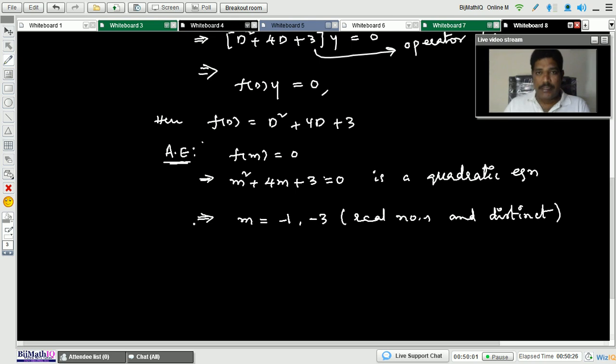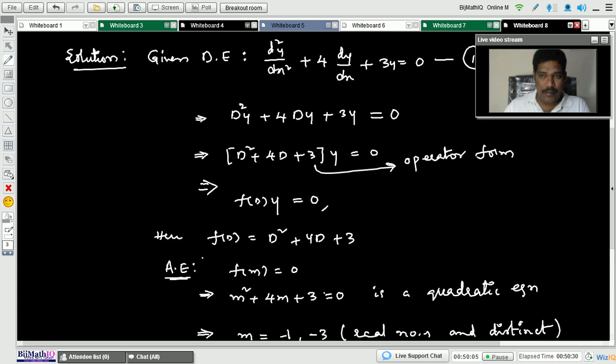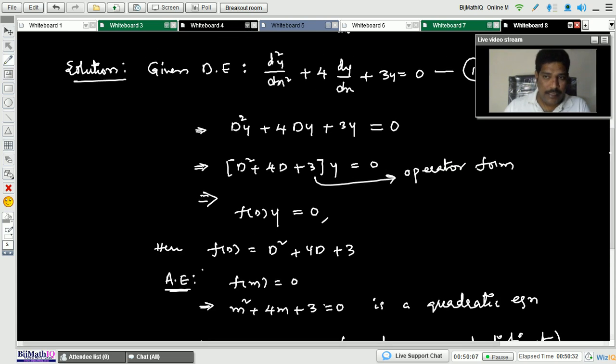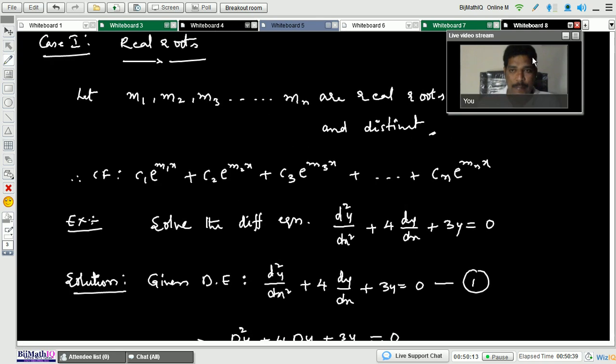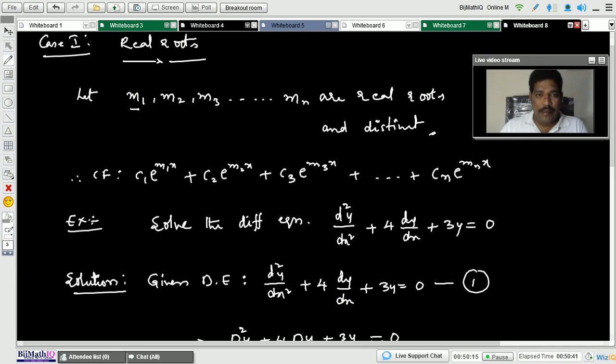Okay, so the two roots. By comparing to our problem here, in general we said n roots: m1, m2, m3, m4, and so on up to mn. How many real roots? Real and distinct. But here our problem contains only two roots, and the two roots are both different.